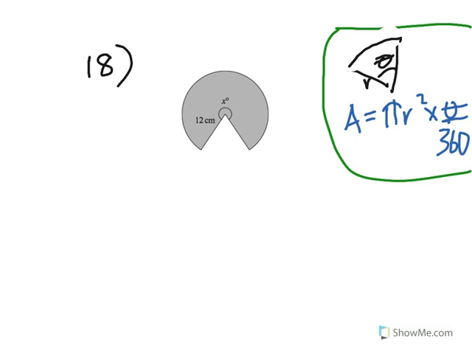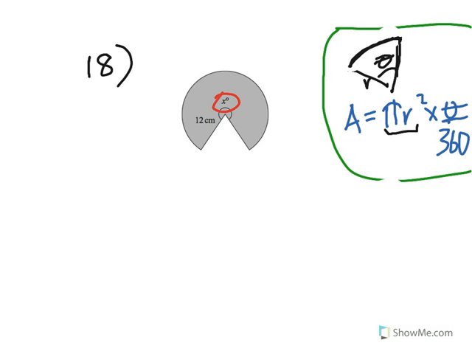Alright, in question 18, they've given you a part of a circle, and they said the area of that part is 112 pi centimeters squared, and the radius is 12, and they're asking you to find x. So first of all, I'm going to teach you something about the area of a sector. The area of a sector, which is a part of a circle, like a quarter of a circle or anything, is pi r squared, which is the area of any circle, times theta, which is the angle, over 360.